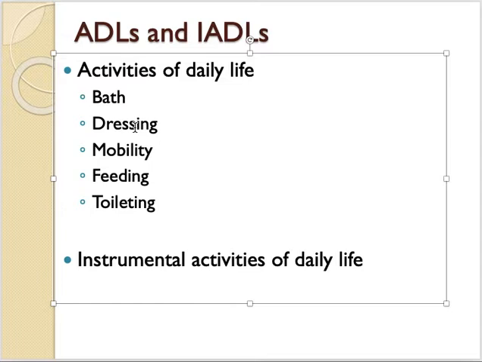For example, if a patient has rheumatoid arthritis, they cannot button up their shirts, so they cannot dress themselves. Mobility: we walk from one place to another. Even if we have to go to bathe, we have to get out of our bed and go to the bathroom.